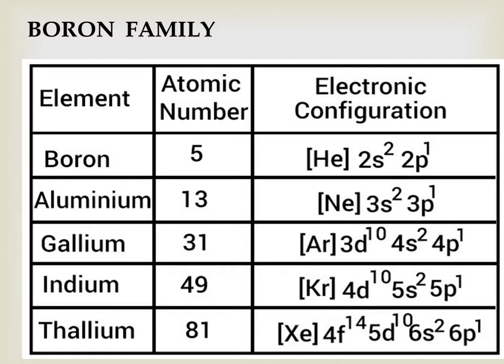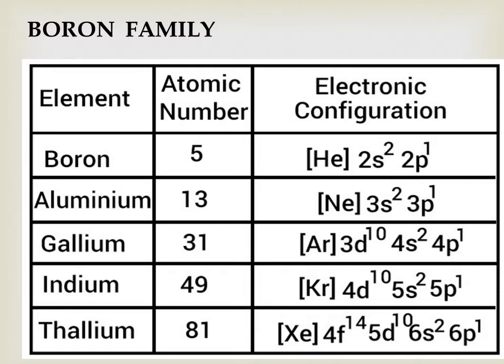Now students, over here you might have noticed that for boron the outer electronic configuration is 2s2 2p1. For aluminium it is 3s2 3p1. For gallium it is 4s2 4p1. For indium it is 5s2 5p1. For thallium it is 6s2 6p1. So my dear students, the general outer electronic configuration for group 13 can be written as ns2 np1. When we talk in terms of boron, it will be 2s2 2p1.